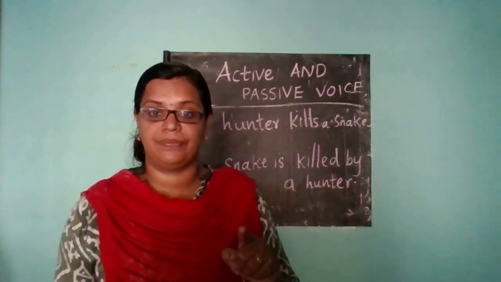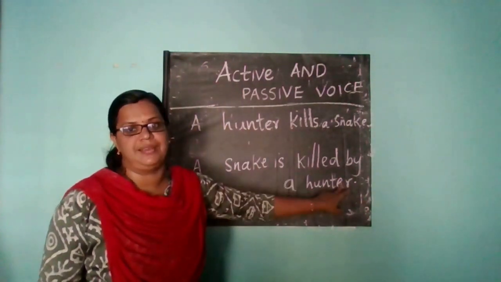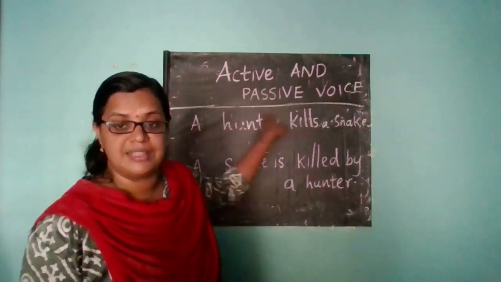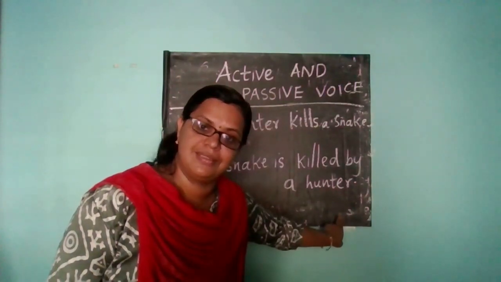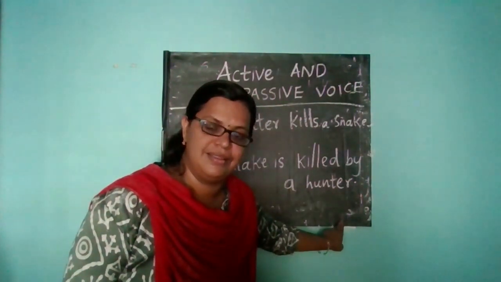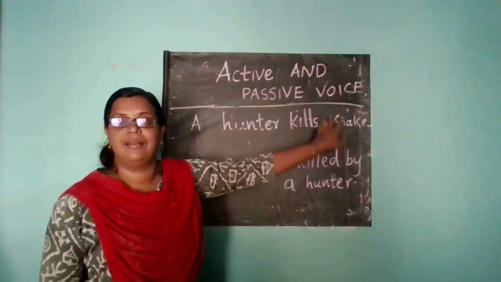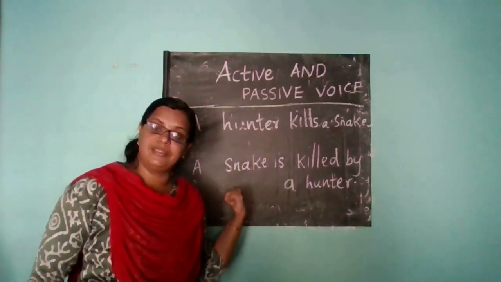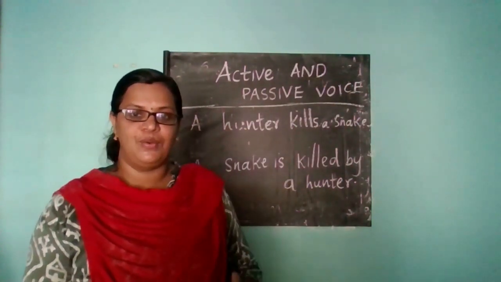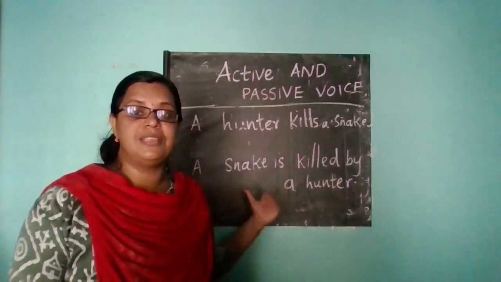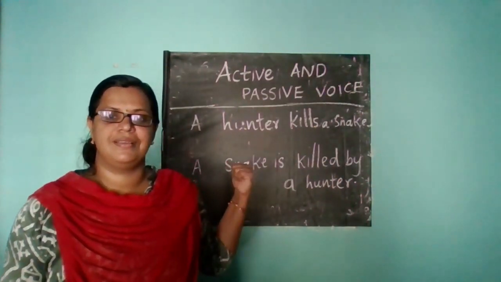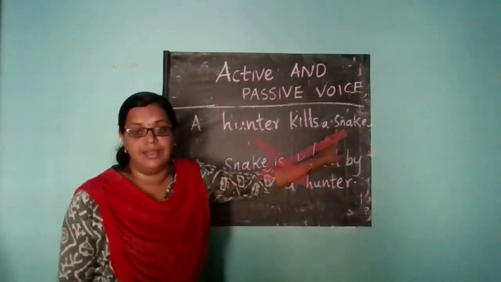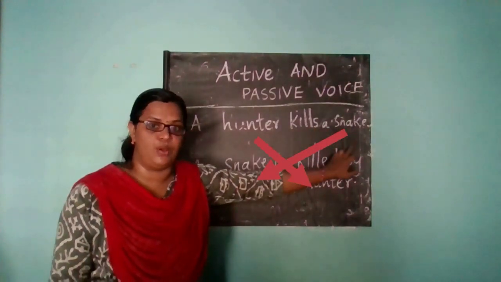That is the first thing. The subject will become the object. A hunter. Here, the subject has become the object of the sentence. In the same way, the object of the active voice will become the subject of the passive voice. Now, a snake has become the subject of the passive voice. So what is the first rule? You have to pick out the object from the active voice. Which is the object?